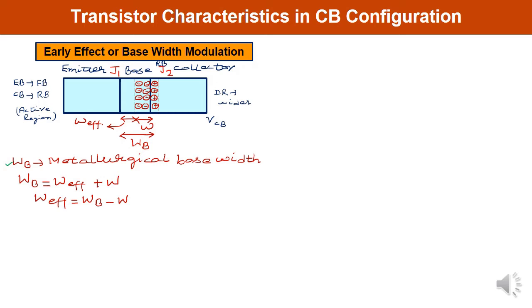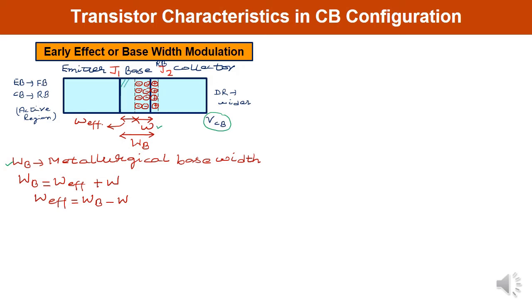But as VCB is increased, the depletion region will increase. You can observe that the depletion region will be more into the base region. This will be wider. What is the logic behind this? The base region is lightly doped. That is the only reason the depletion region widens into the base region. Let this width extended into the base region be denoted by W. Then the remaining width is denoted as W effective.